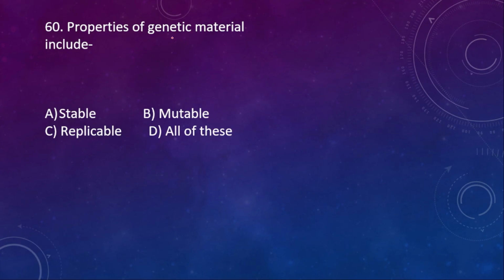60. Properties of genetic material includes A. stable, B. mutable, C. replicable, and D. all of the above. Here the right option is D, all of the above. A genetic material must include stability, mutation it must be having, and then replication.